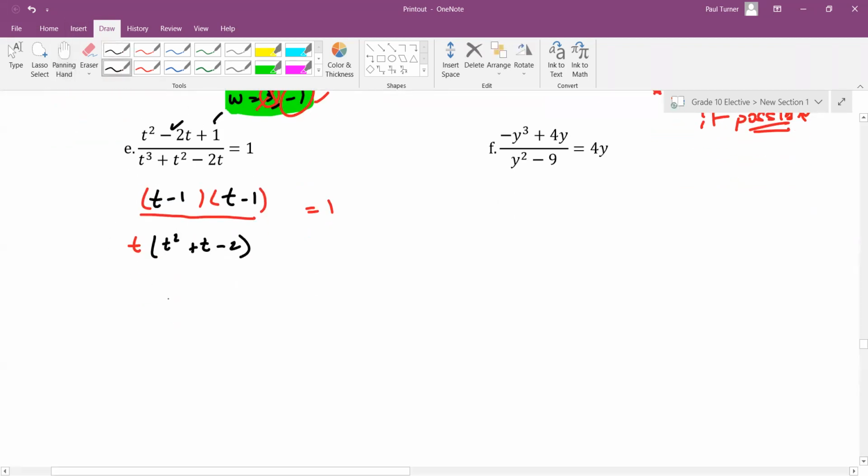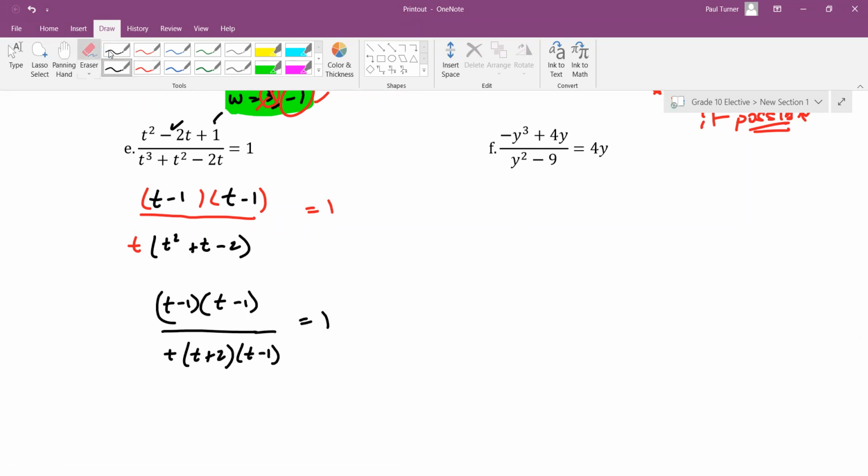So the top line is still the same, t minus 1 squared on t squared plus t minus 2, which is t plus 2, t minus 1, equals 1. So now you see you can simplify a little bit. It's going to make your life a bit easier, because if you go up here, you're going to end up with a cubic equation, and you don't want cubics. So we always try to factorize first, because if you've got a cubic, remember it takes a long time to solve. So we can cancel the t minus 1.